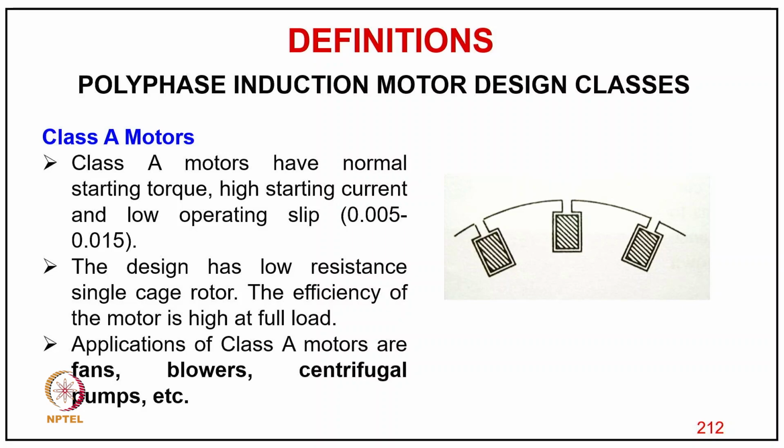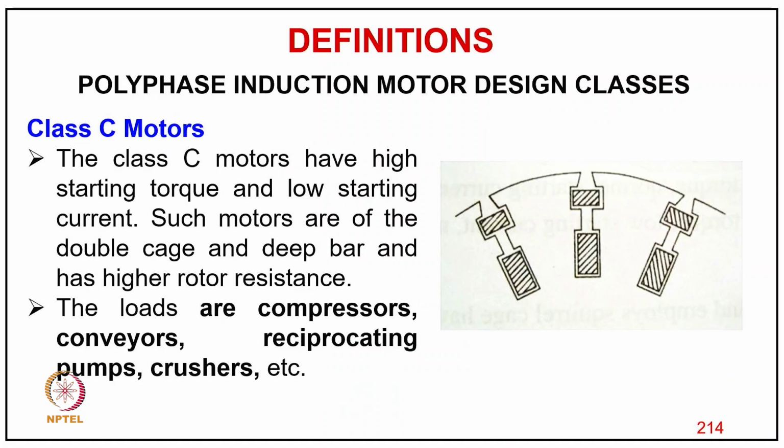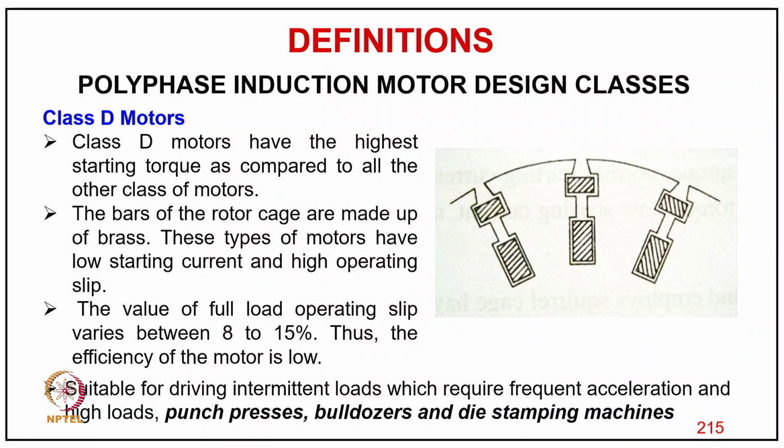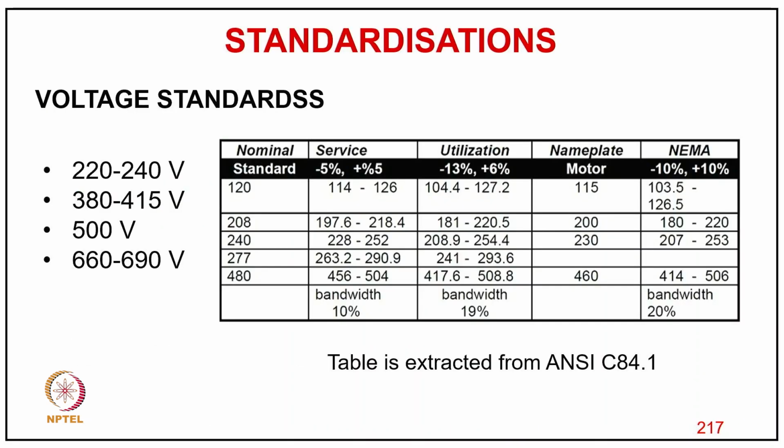The class A motors, how they look, require a high starting current and low running slip, so that efficiency is high, used in fans and compressors. Class B motors typically have a high starting torque with low leakage reactance, so that overload capacity is accordingly modified. Then class C uses double cage bar construction with high starting torque, used in compressors, conveyors, reciprocating pumps. And class D, again double cage, used in punch presses, with a high starting torque also.